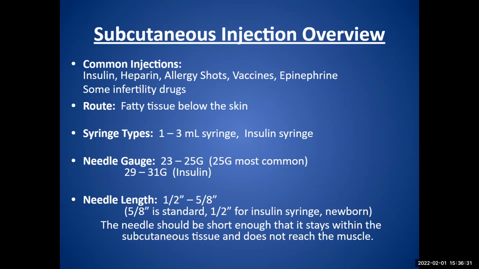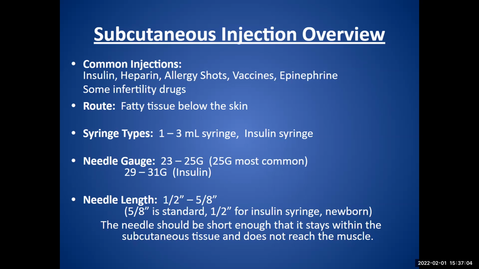Just a little overview of our sub-Q injections. Most commonly given are insulin, heparin, allergy shots, vaccines, epinephrine, and some infertility drugs. The route is the fatty or adipose tissue underneath the skin layers. We're typically going to use a 1 mL to 3 mL syringe, or a special insulin syringe that, recall, is measured in units.